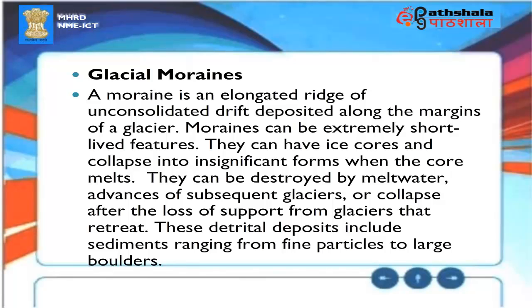Moraines can be extremely short-lived features. They can have ice cores and collapse into insignificant forms when the core melts. They can be destroyed by meltwater, advances of subsequent glaciers, or collapse after the loss of support from glaciers that retreat. These detrital deposits include sediments ranging from fine particles to large boulders.